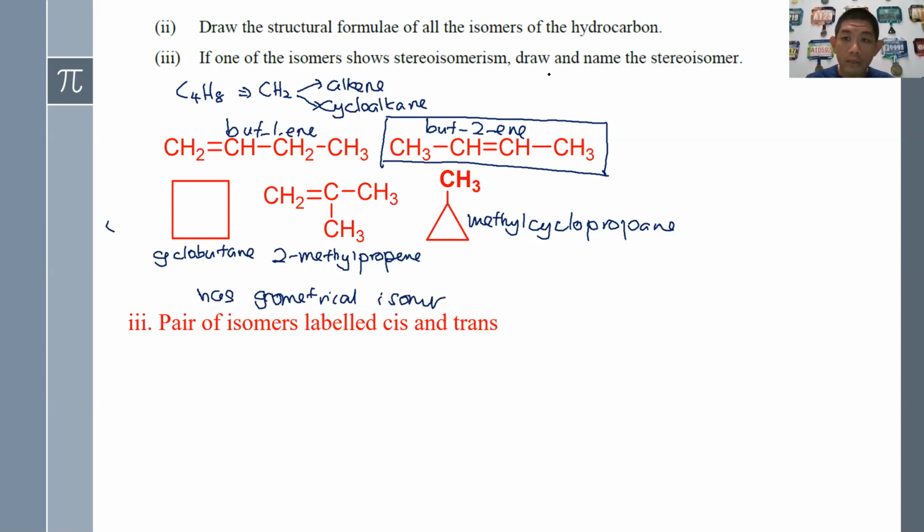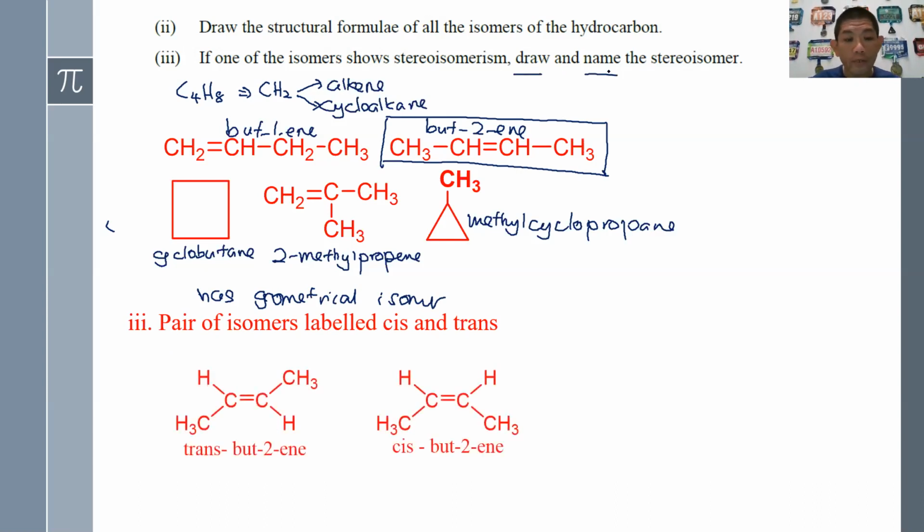Since it's 2 marks here and the question already said draw and name, it is 1 mark accordingly. So you should have cis-but-2-ene and also trans-but-2-ene as your answer here. With that, that is how you answer essay question number 1. That is all for number 1.